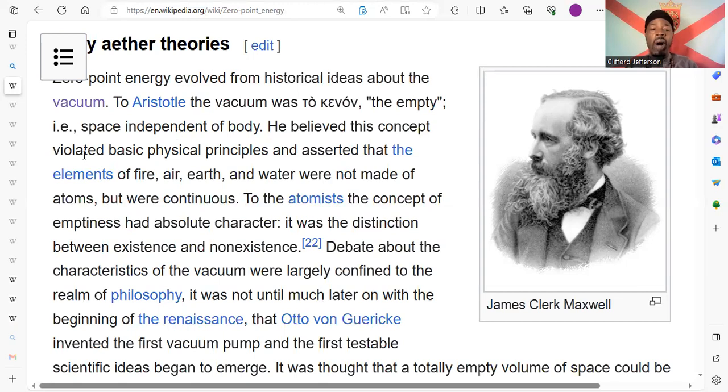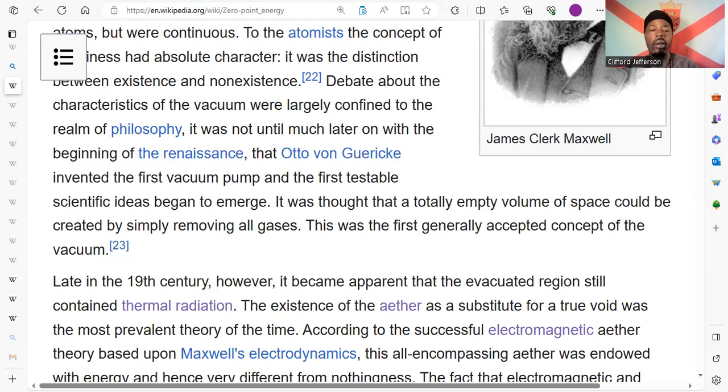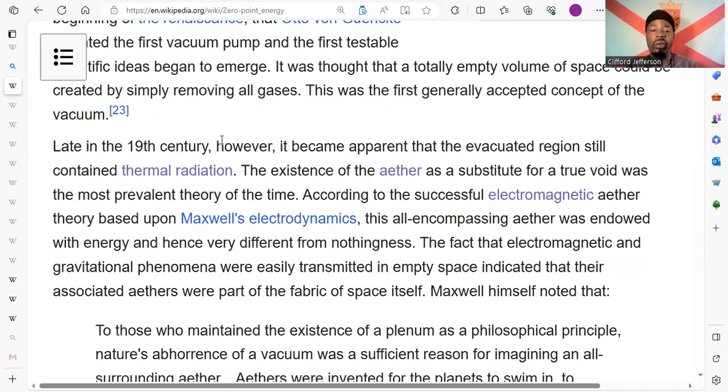He rejected the concept, saying it violated basic principles, and asserted that the elements of fire, earth, air, and water were not made of atoms but were continuous. All right. He also states that late in the 19th century, however, it became apparent that the evacuated regions still contain thermal radiation. We talked about radiation today, earlier.